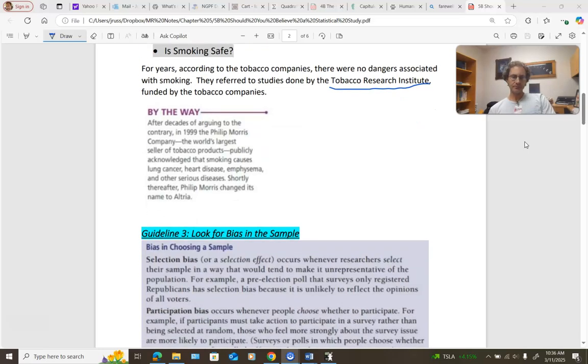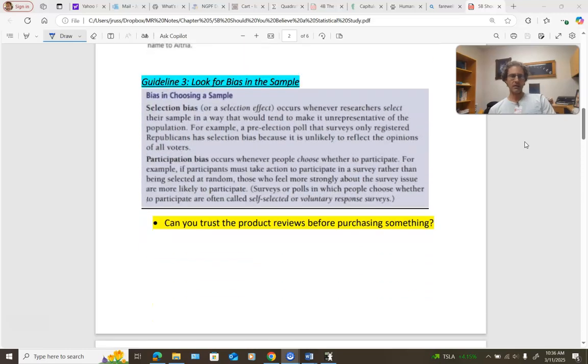But anyway, let's go to guideline number 3. Look for bias in the sample. So there are 2 different types we're going to talk about here. Bias in choosing a sample. Something called selection bias occurs whenever researchers select their sample in a way that would tend to make it unrepresentative of the population. So, for example, a pre-election poll that surveys only registered Republicans has selection bias because it is unlikely to reflect the opinions of all voters.